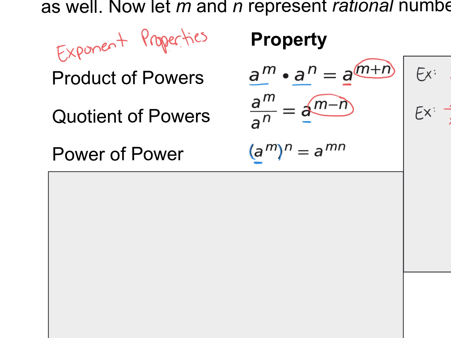Whenever we see parentheses with multiplication, what do we do with the number? We distribute it, right? So, same thing we're doing here. We are going to distribute that exponent to the inside. What I want you to keep in mind, though, is that it stays as an exponent. Okay? It does not turn into a coefficient. It stays as an exponent. Let's look at an example.